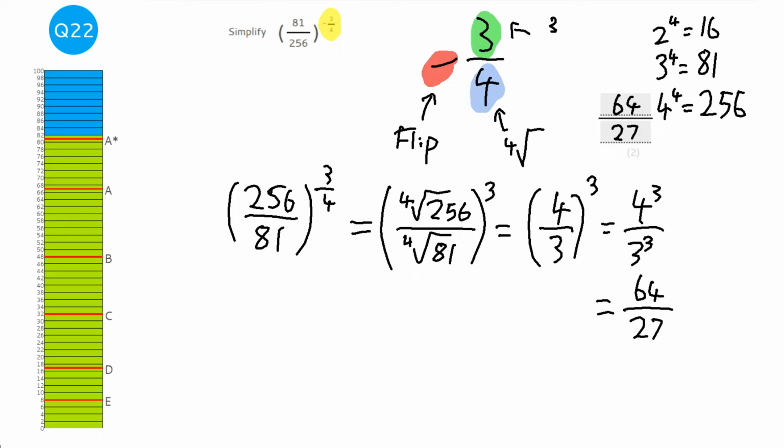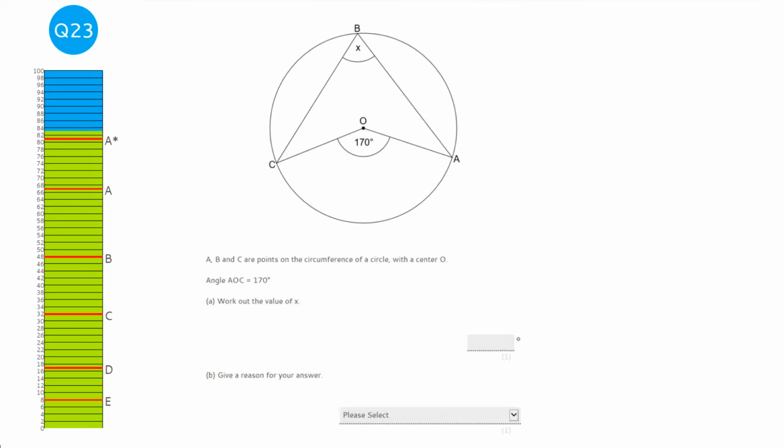On the website you have to leave it as a top-heavy fraction, but in the exam, as I said, they're a little bit more flexible with the way you write your answer. Try and simplify it if possible as well. If you'd like to pause the video now and have a go, otherwise let's get started.